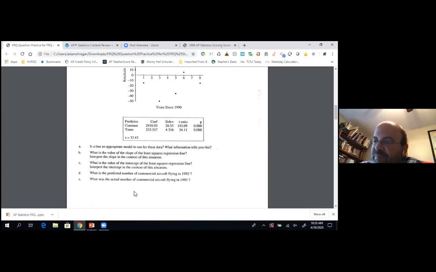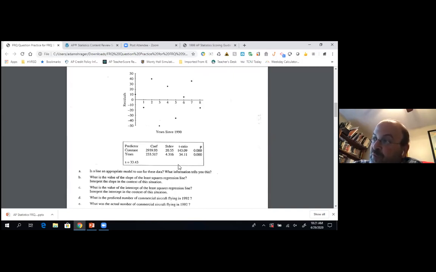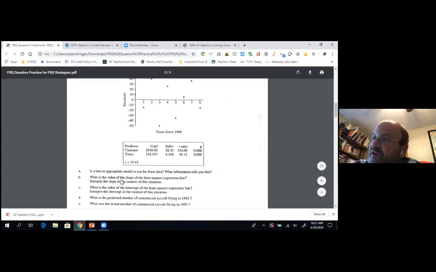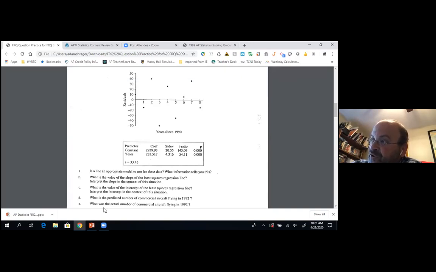Let me make a point that even though you don't need a graphing calculator on this year's exam, what we do know is that technology acquisition is still part of the test. And one of the easiest ways for the AP to assess technology acquisition is to give regression output. Okay, so the first question, let's take a look here at what little information we have. We have an intercept, we have a slope, and we have a residual plot. And the question is: is a line an appropriate model to use for this data? What information tells you this? Okay, I'm going to hope that you have this open in front of you so I can go back.